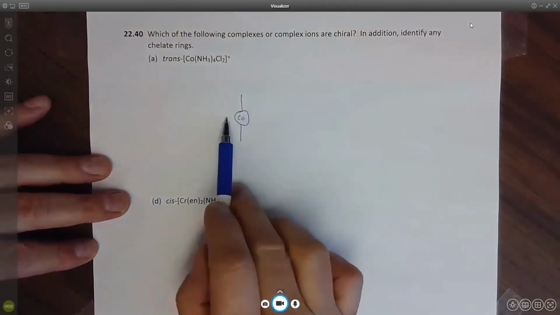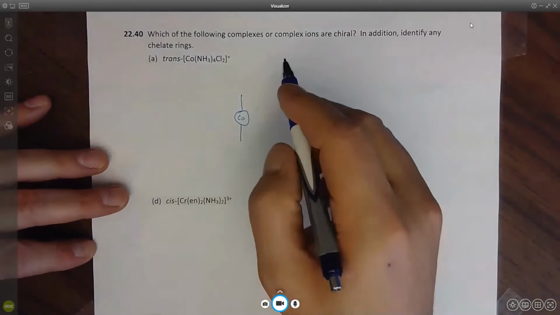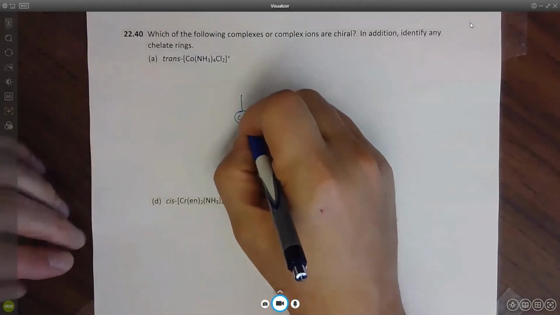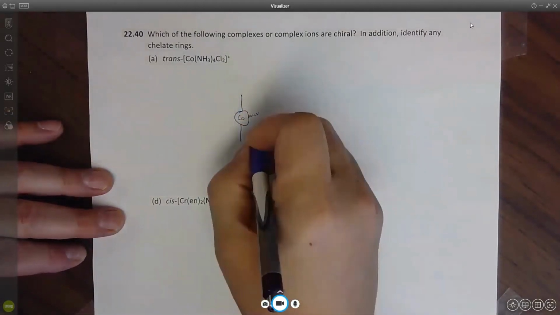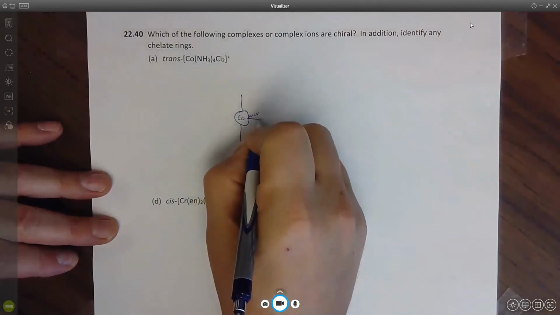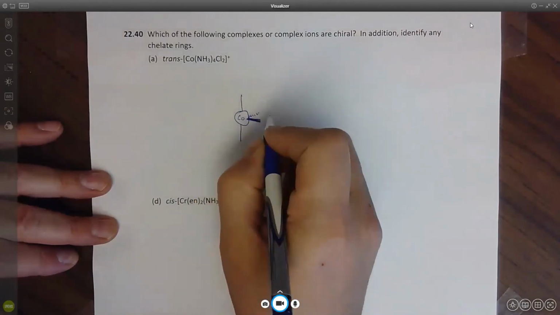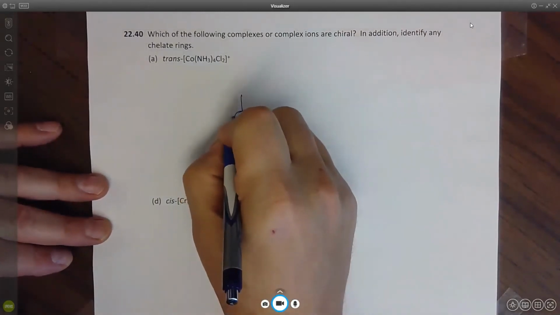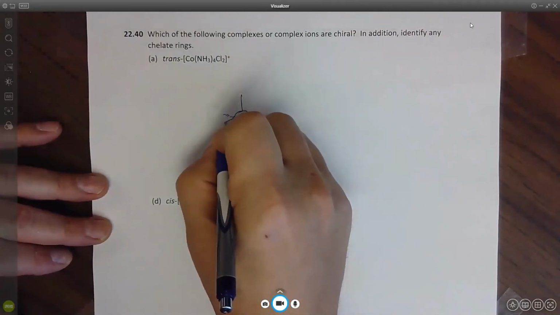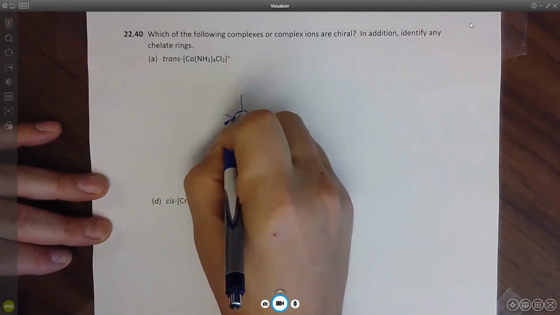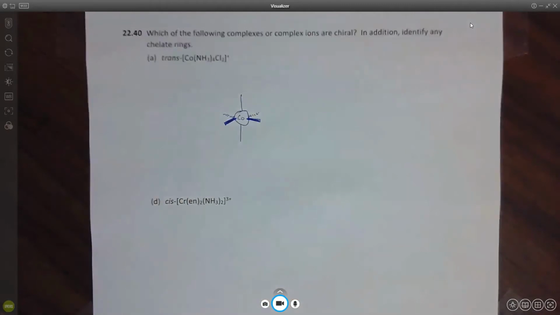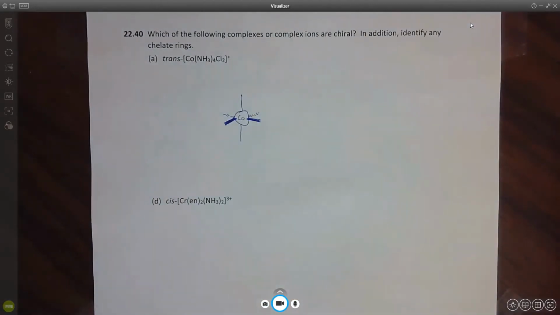Then again, in this equatorial plane, we're going to have 4 in the square planar. So we're going to have one going back into the paper, one coming out of the paper at 90-degree angles, and again, one going back at 90 degrees, one coming out of the paper at 90 degrees. And so there's our octahedral structure.